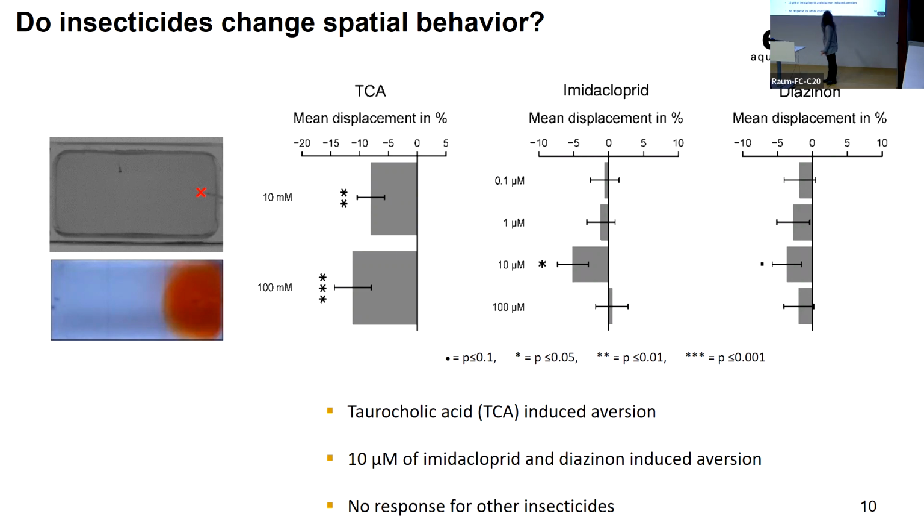What we further found is that imidacloprid and diazinon, so a neonicotinoid and an organophosphate, also trigger aversion at 10 micromolar concentration. But for all the other insecticides, we did not find a behavioral change.